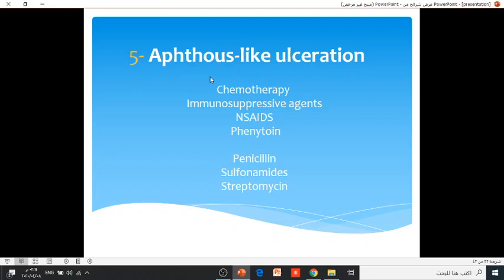Another side effect of medication on oral mucosa is aphthous-like ulceration. Chemotherapeutic agents could cause aphthous-like ulceration. Immunosuppressive agents could cause it. Non-steroidal anti-inflammatory drugs and phenytoin as well. Some antibiotics could induce aphthous-like ulceration.